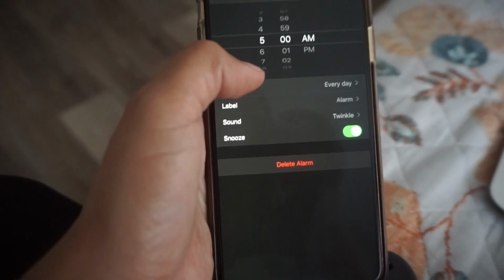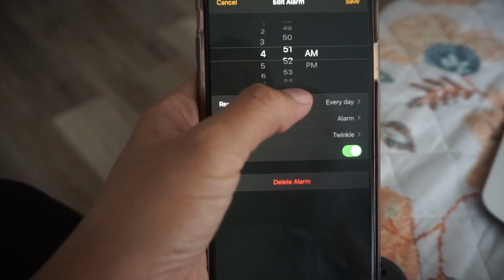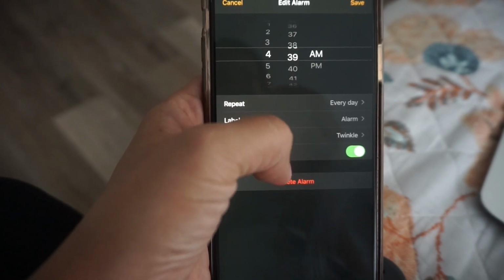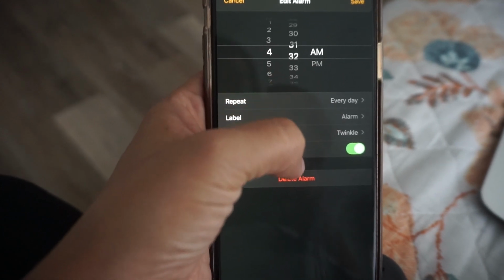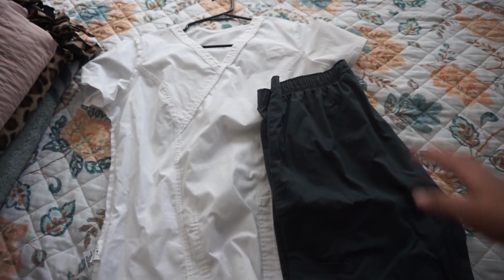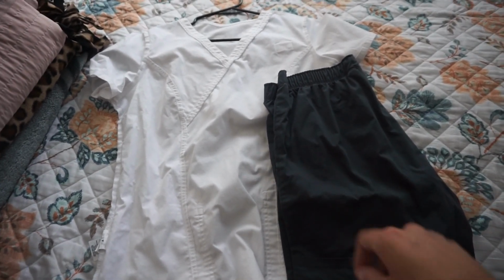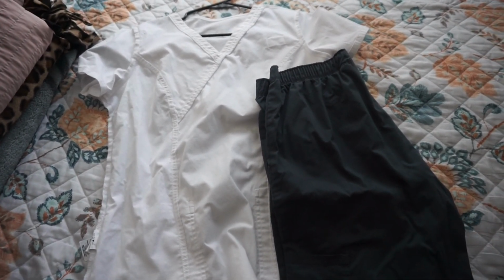And then I also set my alarm, can't forget that. And yes, you guys are seeing that correctly. I do wake up at 4:30 in the morning so I can get to my clinical right now. But the last thing that I do is I iron my uniform, that way I can have it ready for the morning.